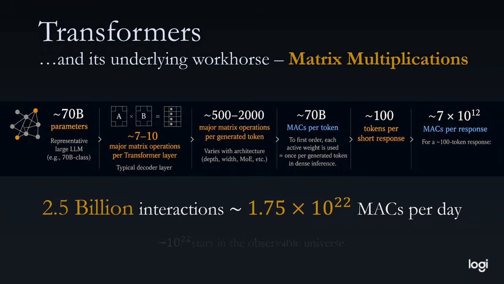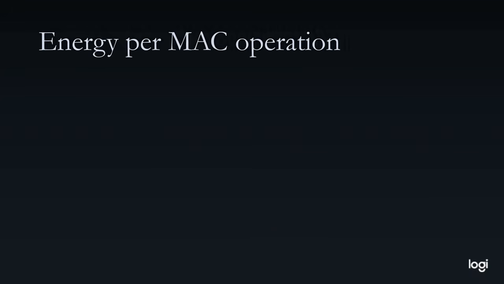And to get a sense of this magnitude, there are 10^22 stars in the observable universe. Right? So that's the kind of numbers we are talking about. So since we know the total number of MACs per day, can we calculate the amount of energy per MAC operation and then just simply multiply it?